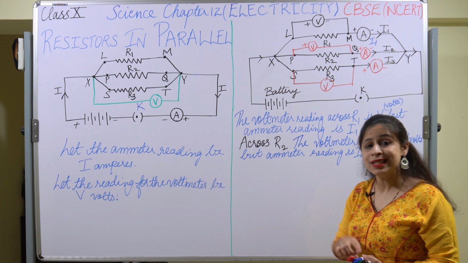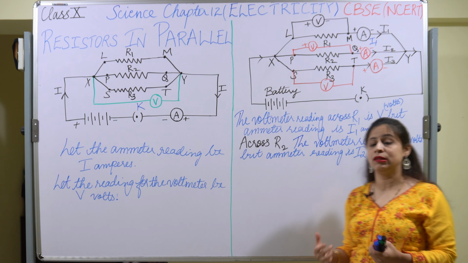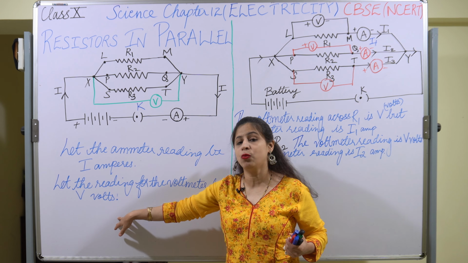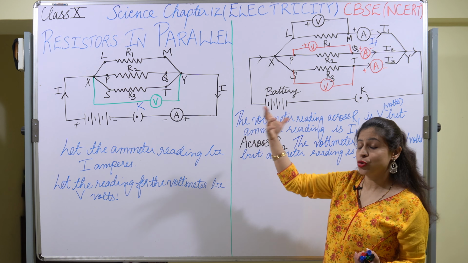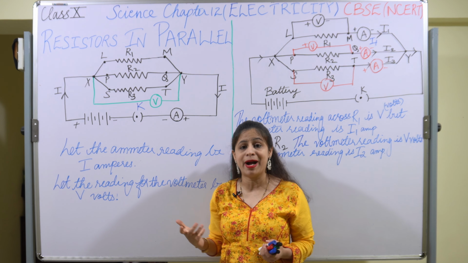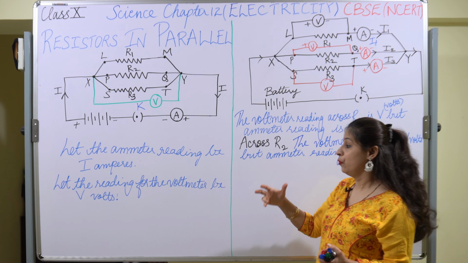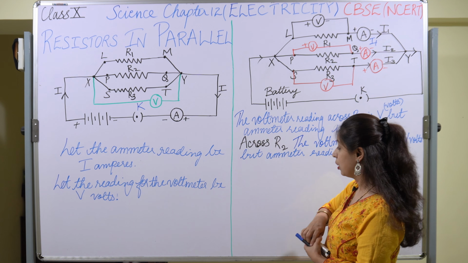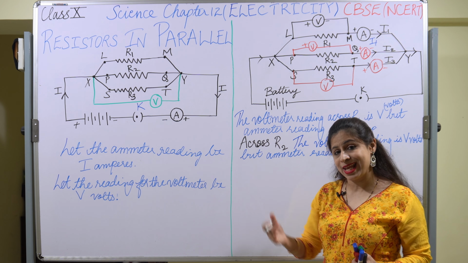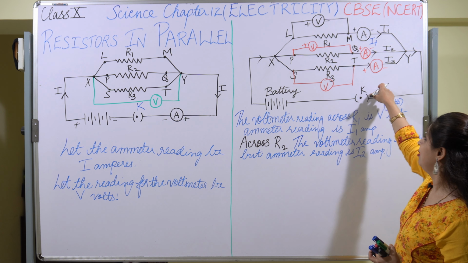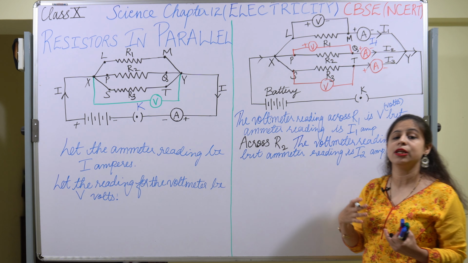So this time also we note that the voltmeter reading remains the same, which was V volts, which we measured earlier when all three were taken in combined form. Across R3 also the voltmeter reading was the same V volts, but the current reading changes, and let us say it to be I2.